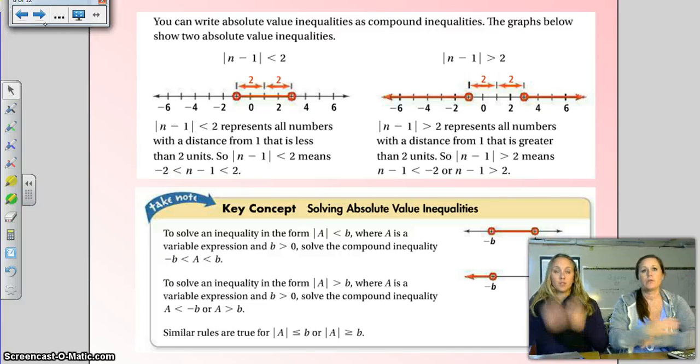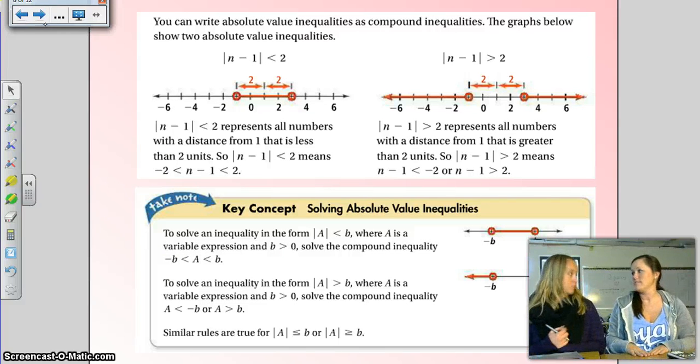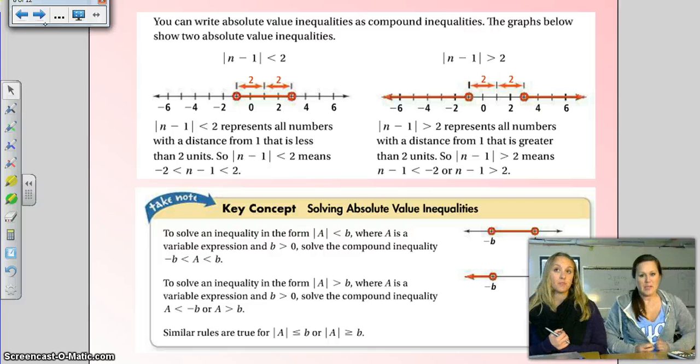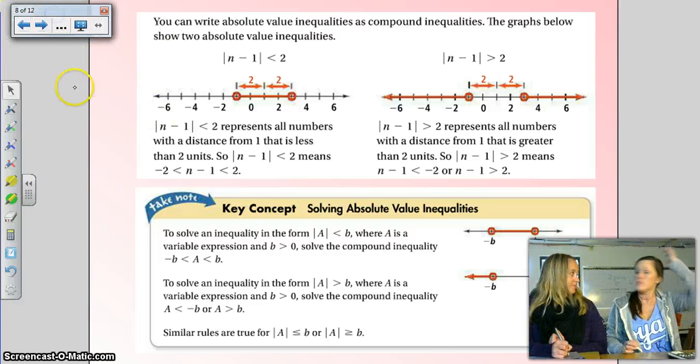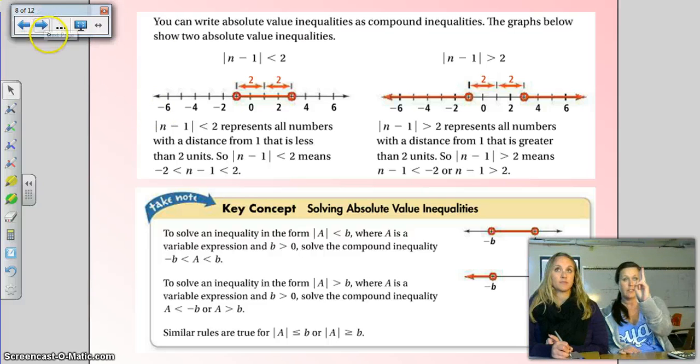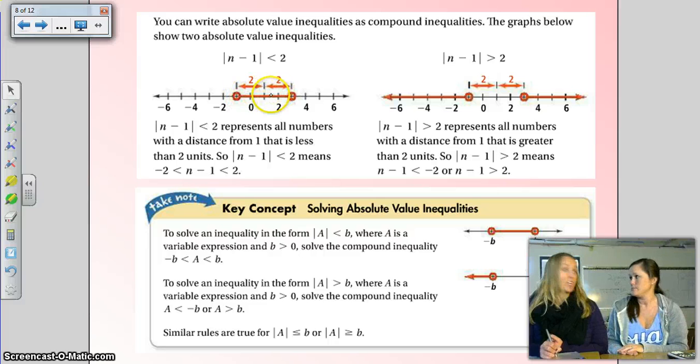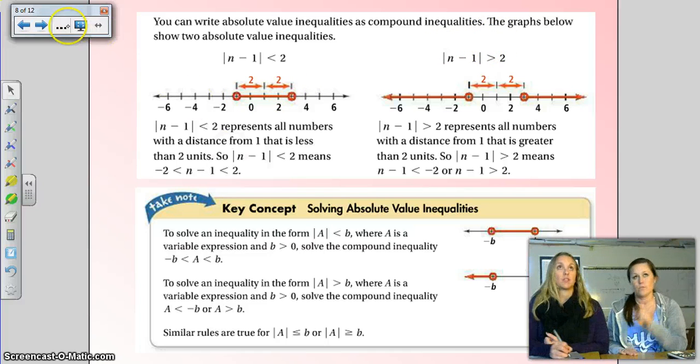Now here's where we go back to and or. This page has a lot of information on it. If you would like to peruse through this and know the why behind what we're talking about, come back to this and knock yourself out. If you see on the left side, see how the absolute value of n minus 1 is less than 2? That is an and. If it is greater than, that becomes an or.